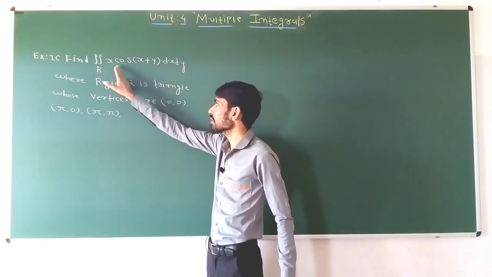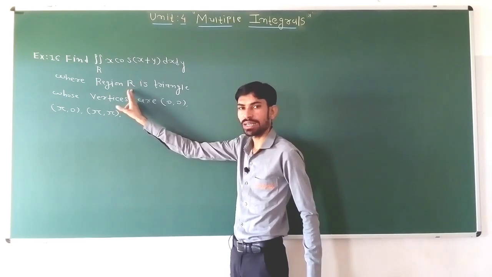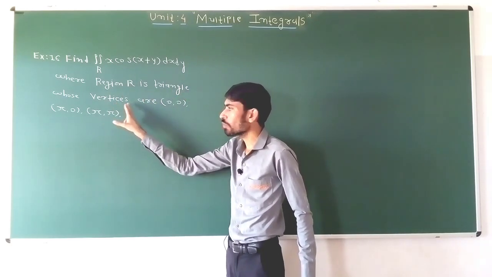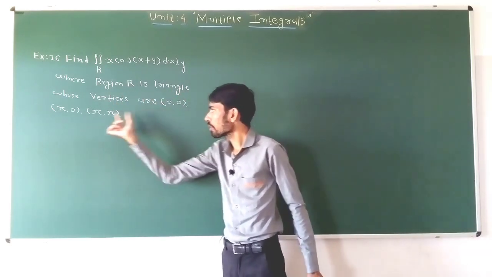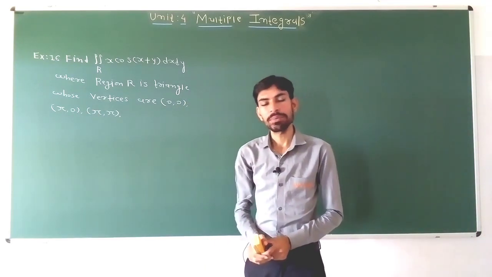The function is x cos(x + y) dx dy, where region R is the triangle whose vertices are (0, 0), (pi, 0) and (pi, pi). We have already discussed this type of example.